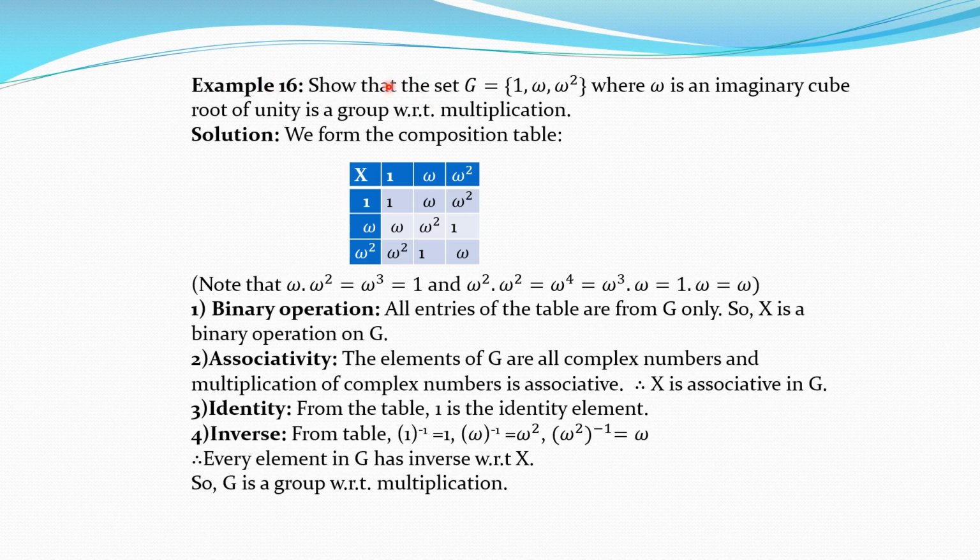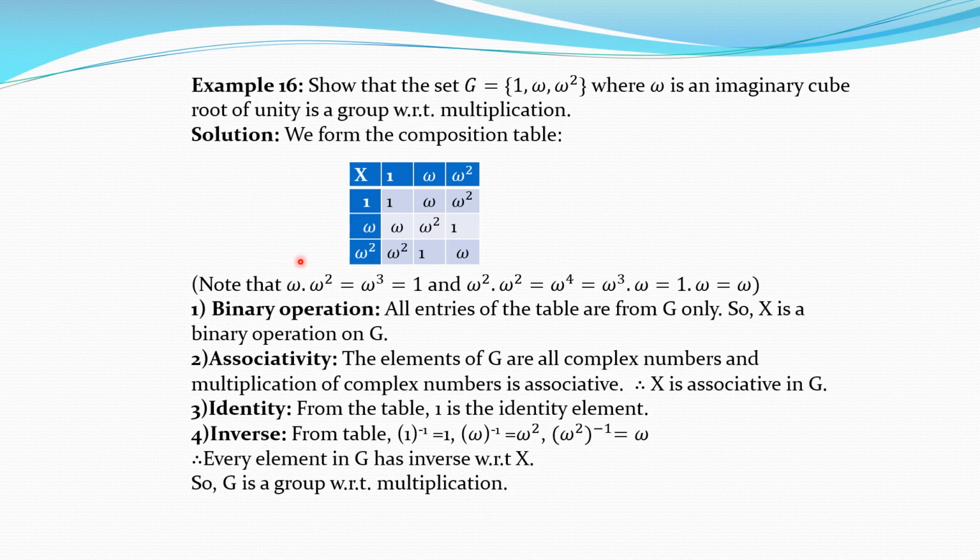Now to show that G is a group, again we prepare the composition table. So 1, omega, omega square in the row and in the column. Now 1 into 1 is 1. 1 into omega is omega. 1 into omega square is omega square. Now omega into omega is omega square. Omega into omega square is omega cube. But omega cube is 1 as it is a cube root of unity.